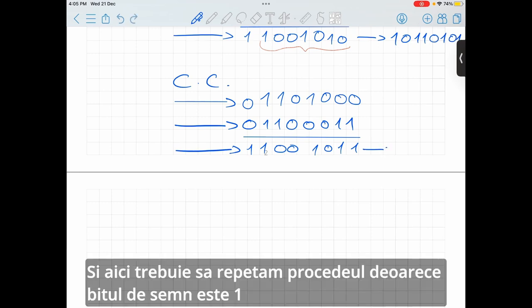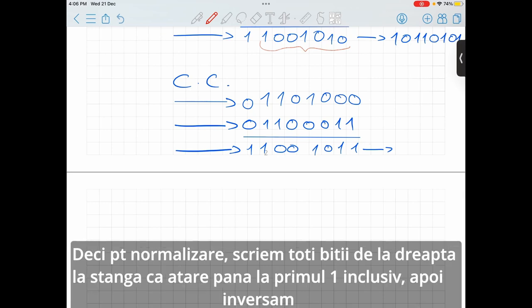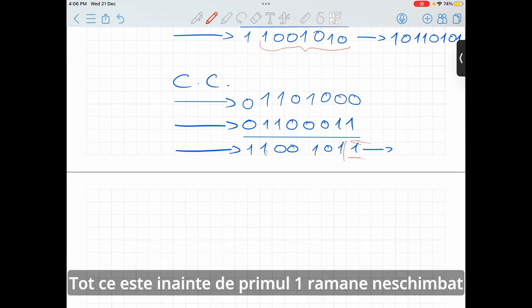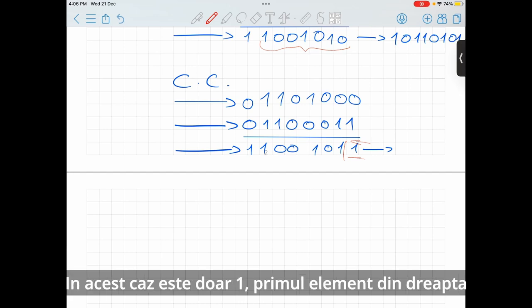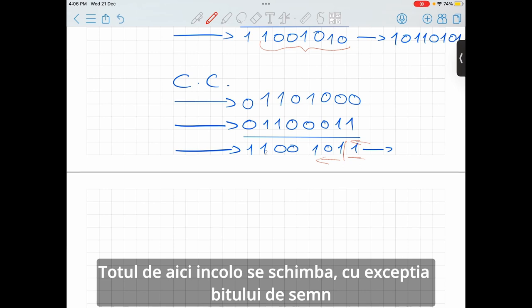Also, in this case, we need to invert the bits. We will invert bits starting from the right. All null bits will be unchanged, including the first one bit, so this one. Everything before the first one bit will stay unchanged. In this case, it is just one. Everything from here will change, but without the sign bit. So the result will be the following.